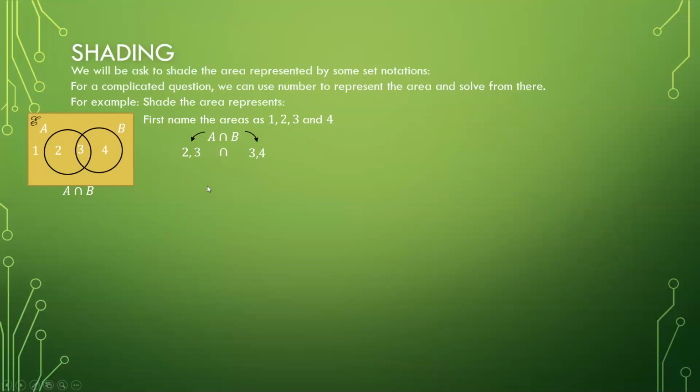B will be 3 and 4. Because intersection means we are looking for the common area, which is 3 in this case. So that's why the answer is area 3. When you shade it, you do it that way. All right, shade it.